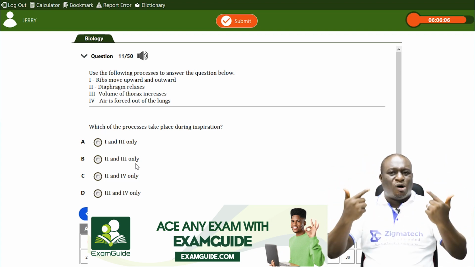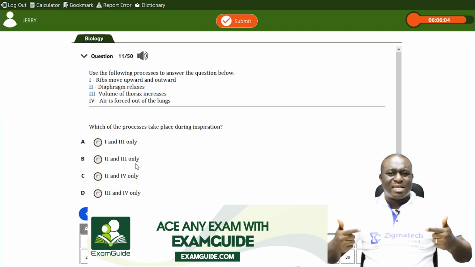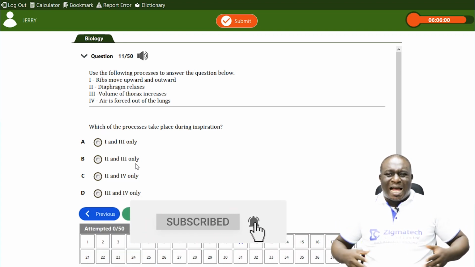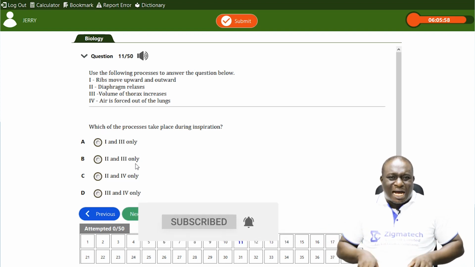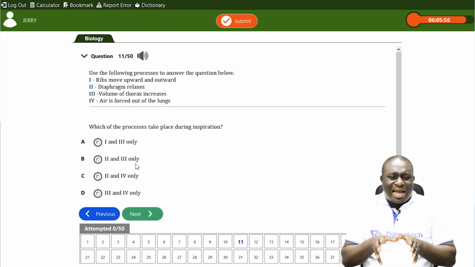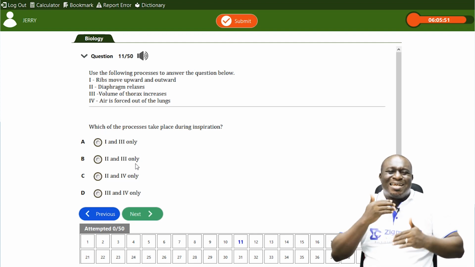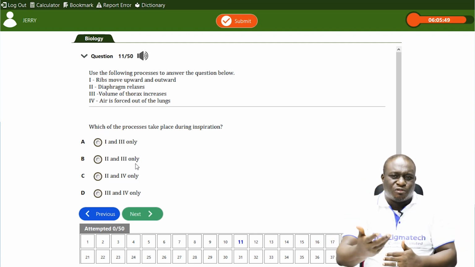Then breathing out: what happens during breathing out is that the rib cage moves downwards and inwards. The diaphragm relaxes, the volume of the thorax decreases, and then air is forced out of the lungs.